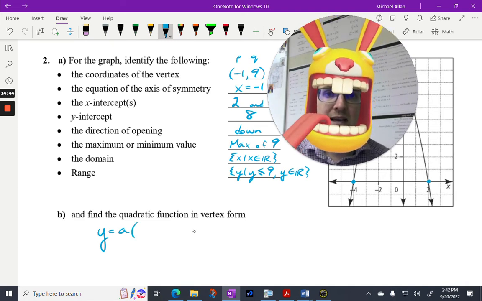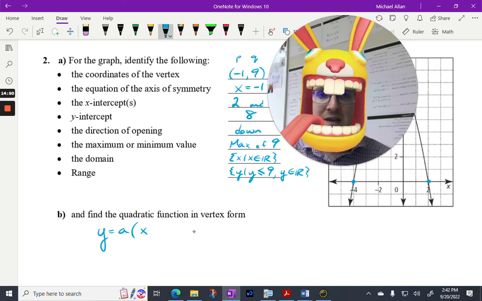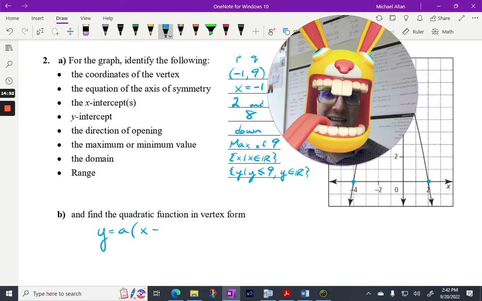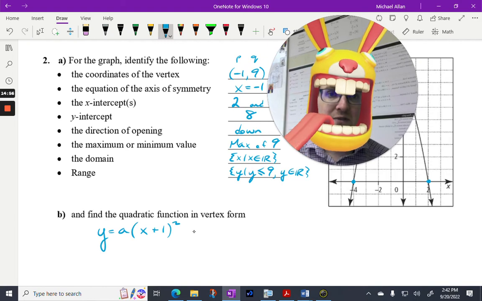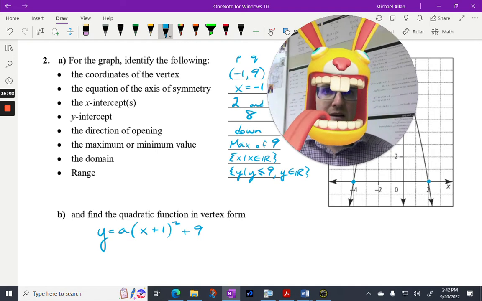So I'm going to take this and go x minus my p. But my p is a negative, so we got a negative, negative. So this actually turns positive here. So be very careful about that. That one kind of flips its sign. Plus 9. But to find the a, we need another point.